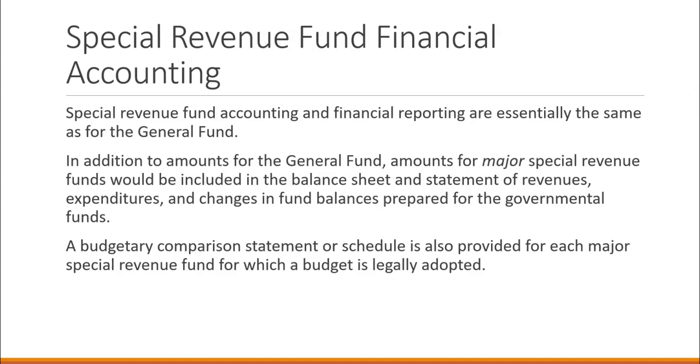Okay. And then, of course, we've talked about special revenue fund accounting and financial reporting. This is for the general fund versus the different funds. So any amounts for major special revenue funds would be included in our balance sheet and our statement of revenues, expenditures, and changes in fund balance. We would also have a budgetary comparison statement for each major special revenue fund, so that budget to actual, showing what amount that we had.